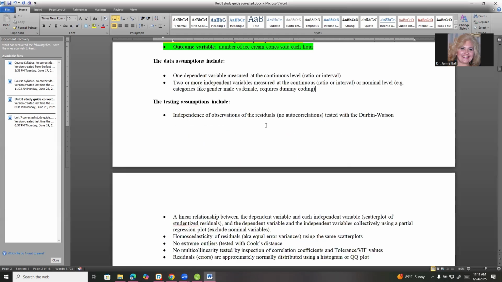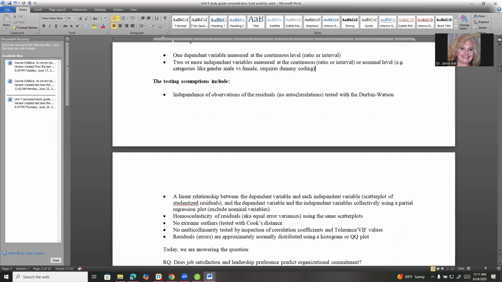Now, the testing assumptions include independence of observations, also known as no autocorrelation. This is of the residuals. Remember, the residual is the difference between our actual data points and the expected data points. So independence of the observations of the residuals, or no autocorrelation, means they're not highly correlated. We test it with the Durbin-Watson.